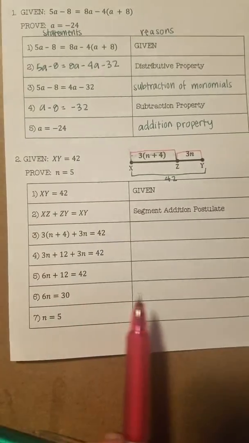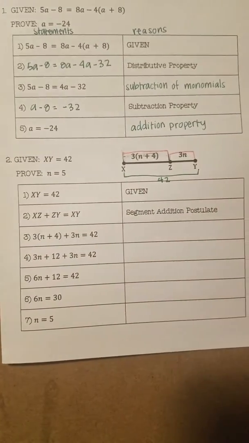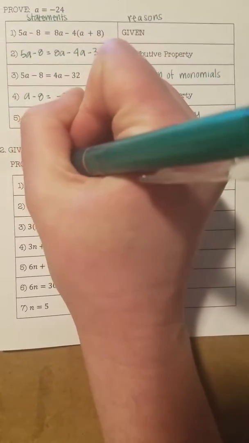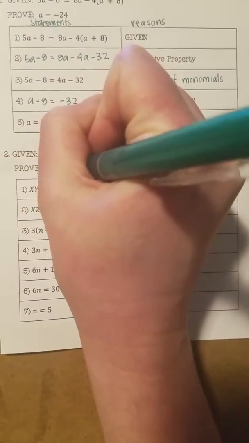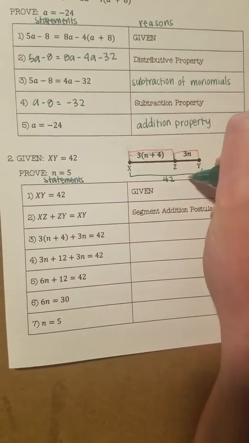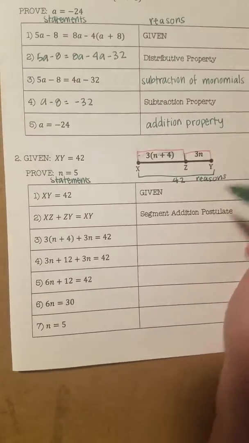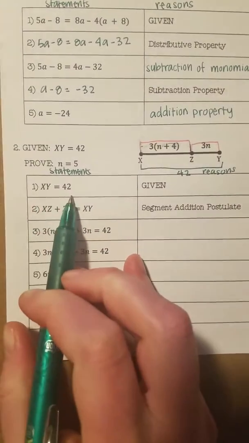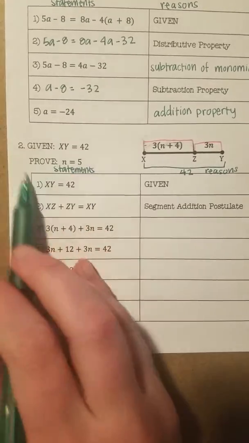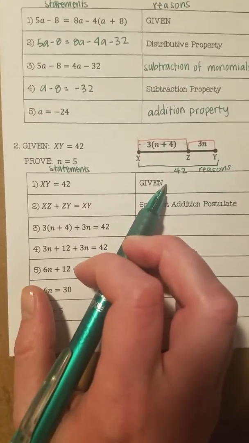So again, the first statement that we always make is the statement that we are given. This is our statements column, and this is our reasons column. We're given that XY equals 42, and because that's obvious, our reason is that it was given to us.